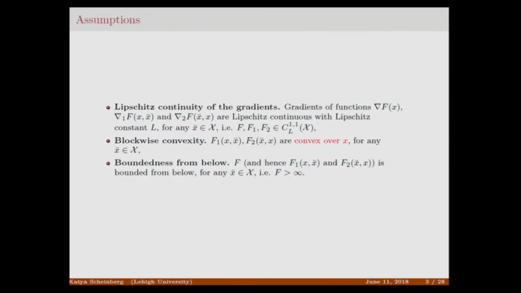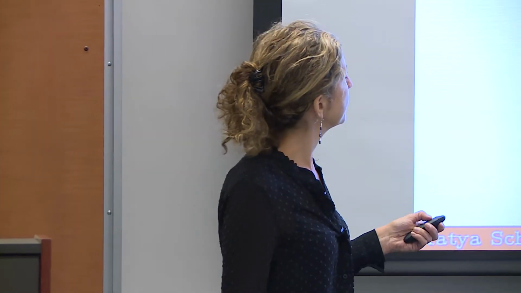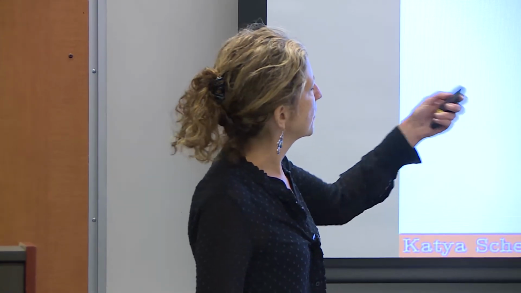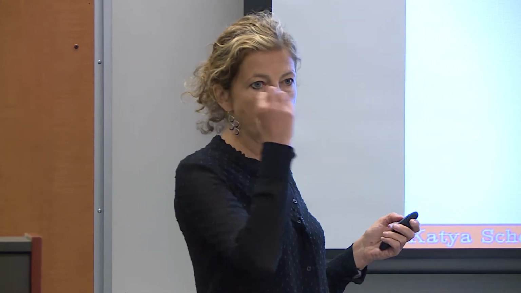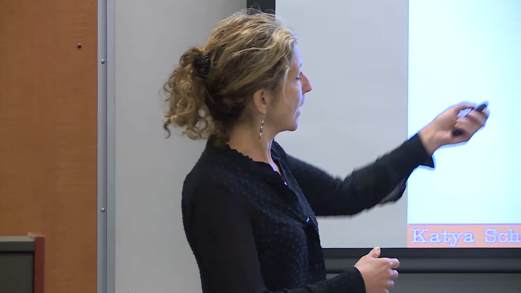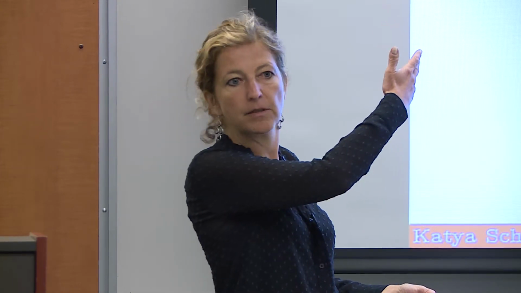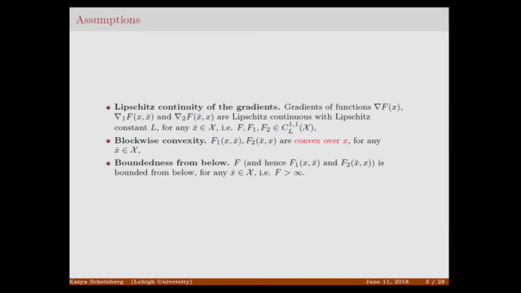The assumptions are that these blocks are nice, smooth functions, for one thing. But more importantly, that they're both convex over x. So somehow they're easy for us to deal with, and we can solve them. And then they're bounded from below. So that's a standard assumption, along with smoothness, but most important is convexity. So there is a very strict structure. Otherwise, without the assumption of convexity, almost anything can be written this way. But this is very specific.